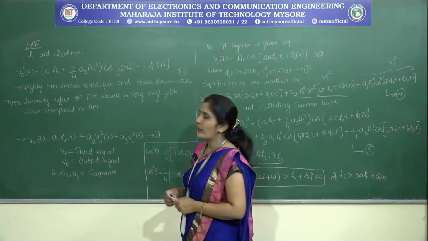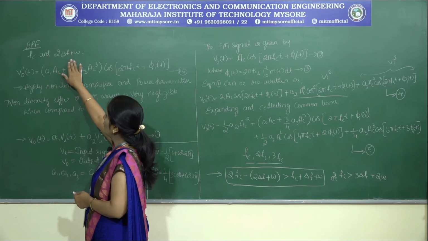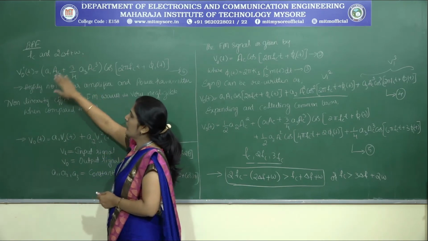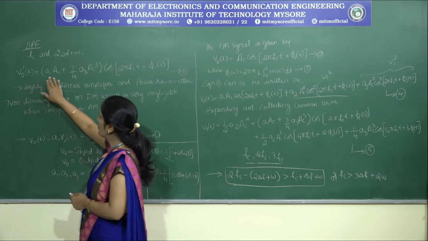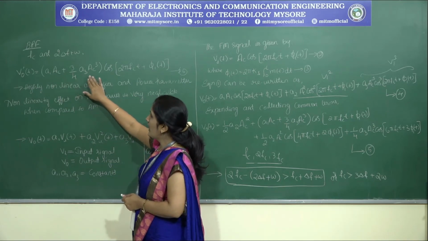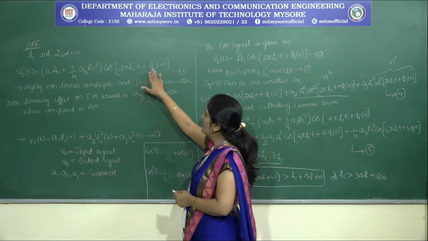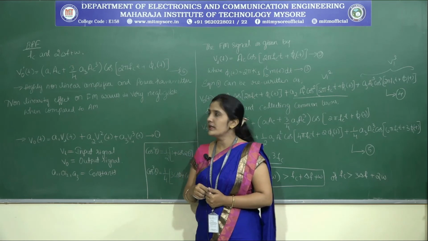After this, by using a band pass filter, the mid band frequency FC and 2 delta F plus omega can be separated, and we are going to get the output, that is V naught of t is equal to A1 into AC plus 3 by 4 A3 into AC cube into cos 2 pi FCT plus phi 1 of t. So let us consider this as equation number 6.